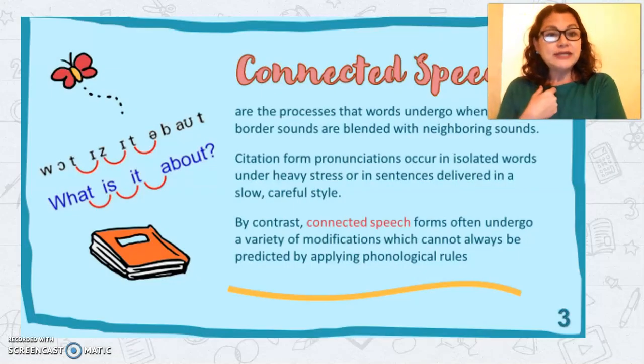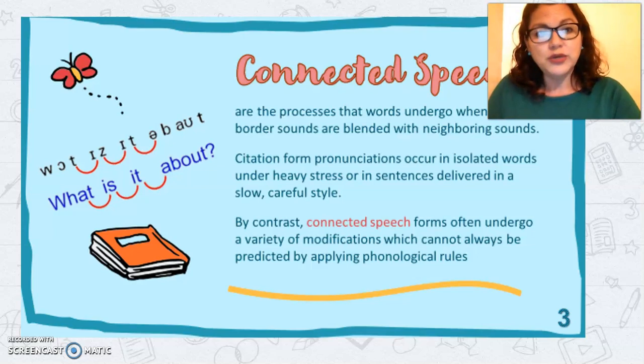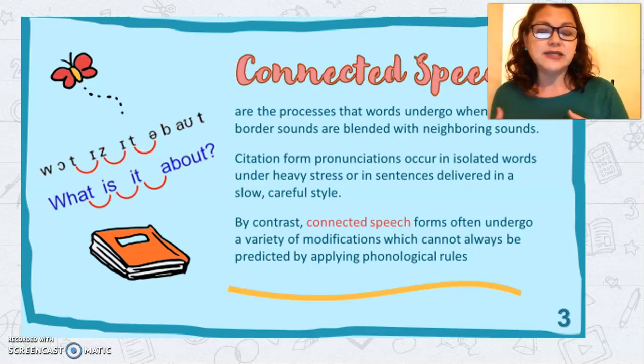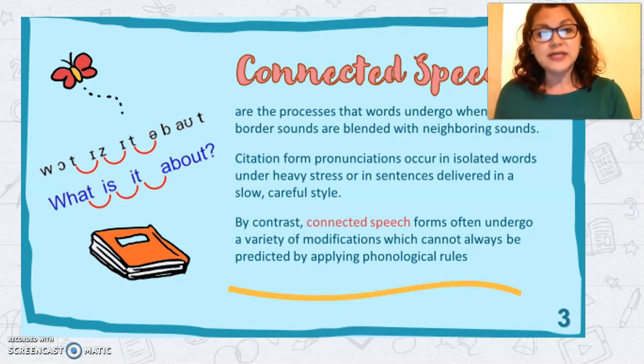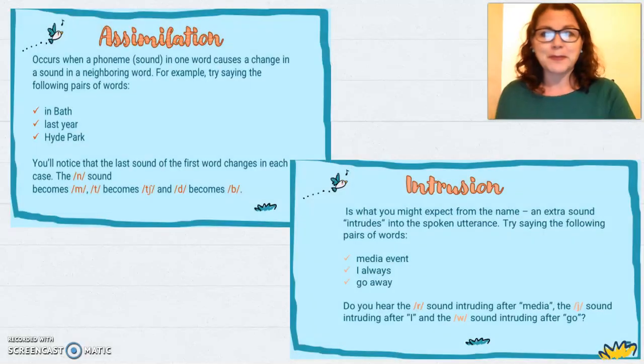We talk about connected speech. Connected speech refers to the processes that sounds undergo when their border sounds are blended with neighboring sounds. Citation form pronunciations occur in isolated words under heavy stress or in sentences delivered in a slow, careful style. By contrast, connected speech forms often undergo a variety of modifications which cannot always be predicted by applying phonological rules.